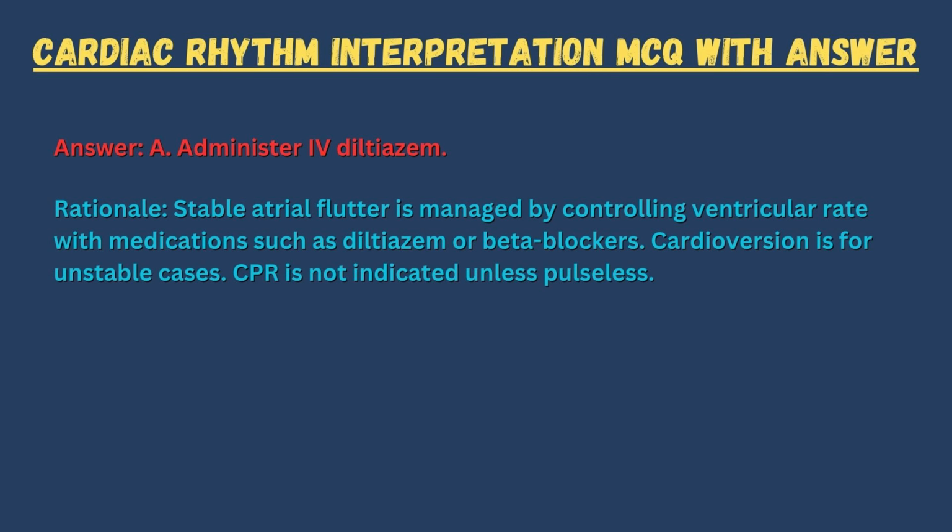Answer. A. Administer IV diltiazem. Rationale: stable atrial flutter is managed by controlling ventricular rate with medications such as diltiazem or beta blockers. Cardioversion is for unstable cases. CPR is not indicated unless pulseless.